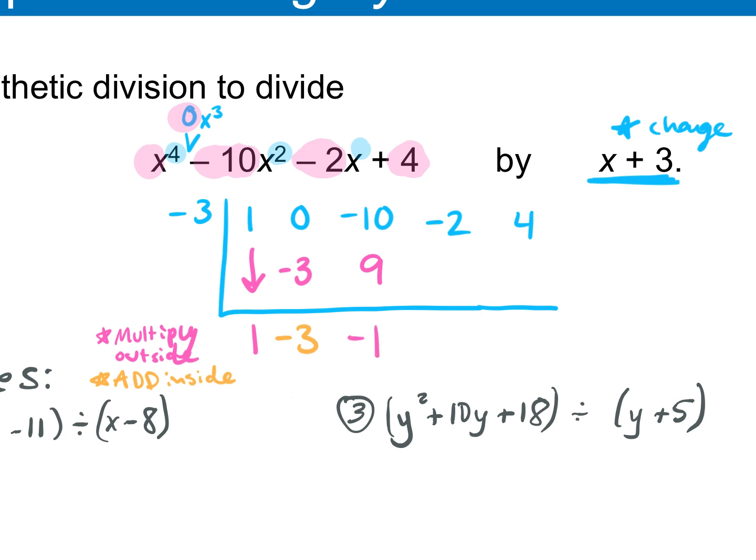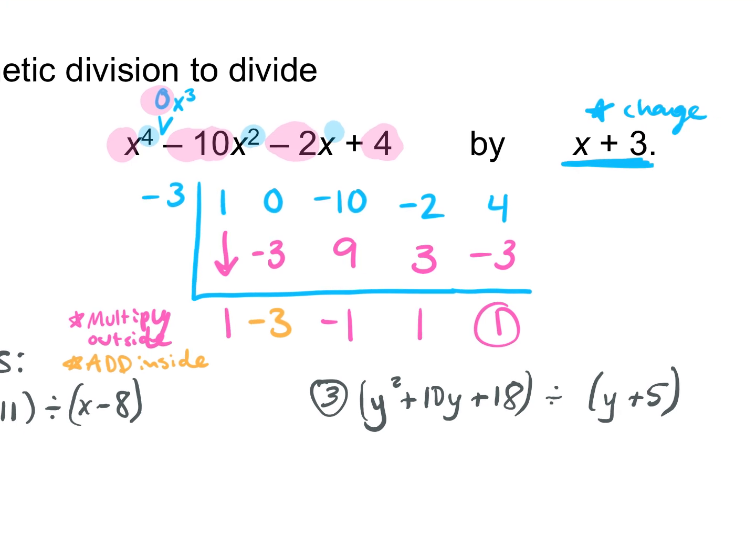Negative 1. Negative 3 times negative 1, 3. Negative 2 plus 3, 1. Negative 3 times 1, negative 3. And 4 plus negative 3, 1. All right, so now the answer that we just got is going to be the coefficients of our answer.